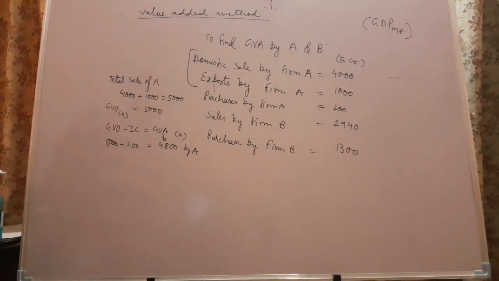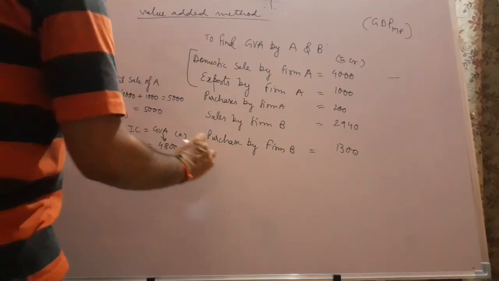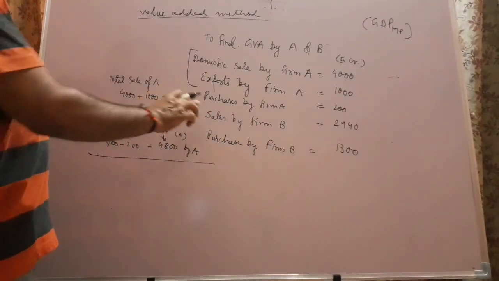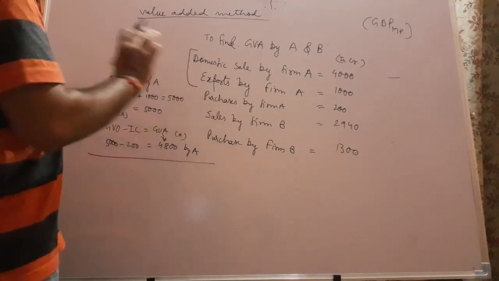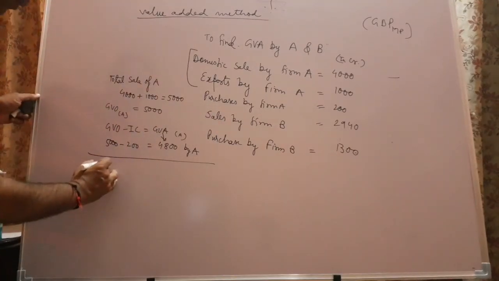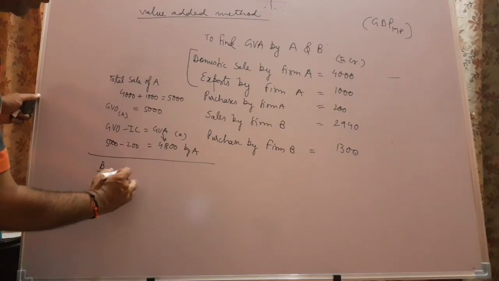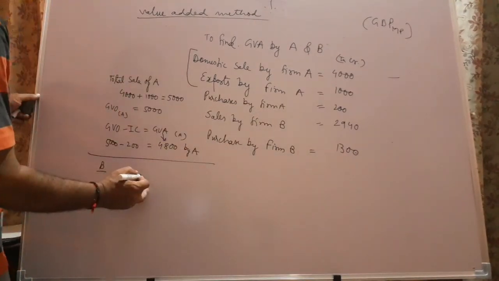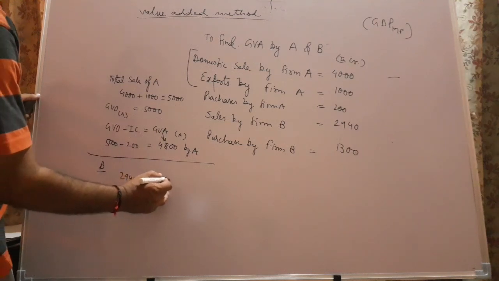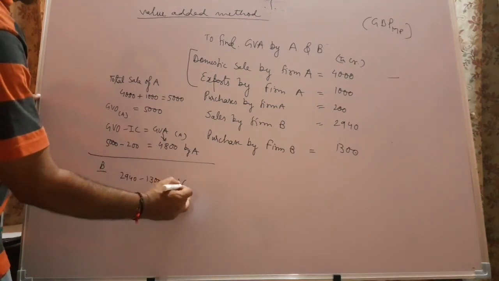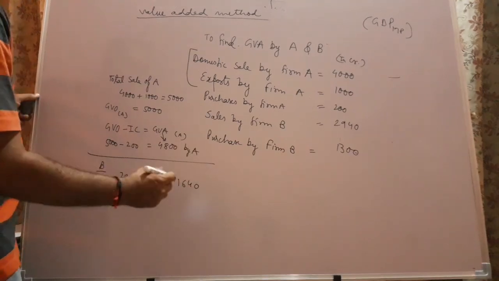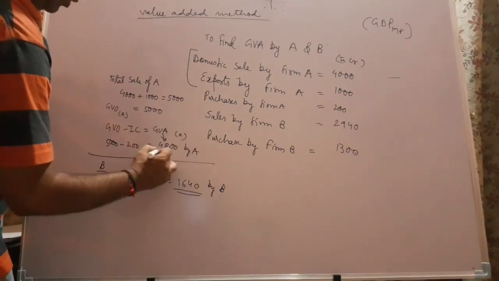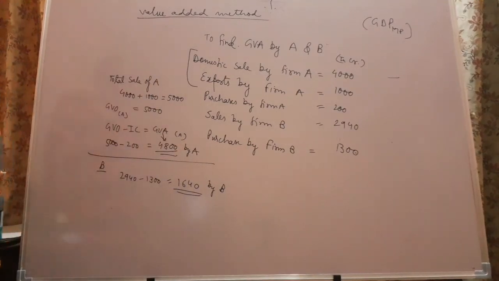Understood? Now by firm B. So total sale. Here it is written sale. Whenever it is written sale, it is understood as total sale. So total sale of B is 2,940 and purchases by B is 1,300. So it will be 1,640 by B. So this is how the value added can be checked.